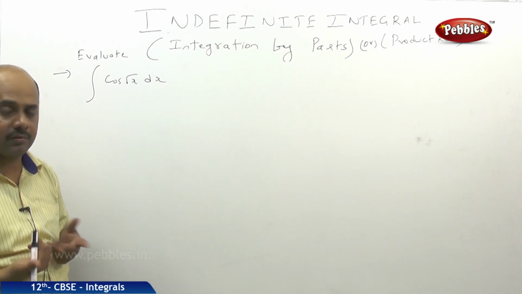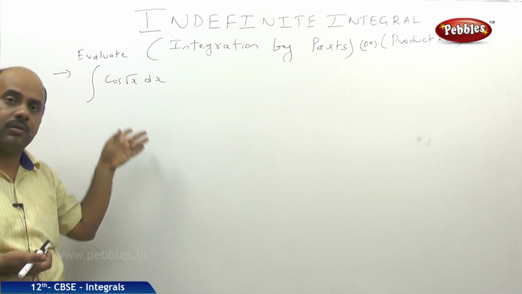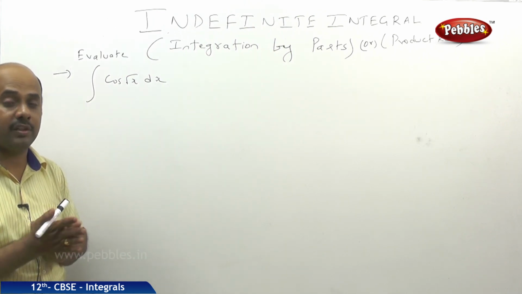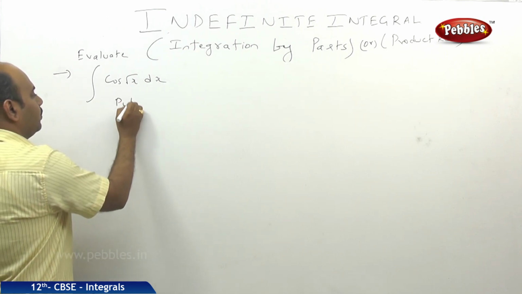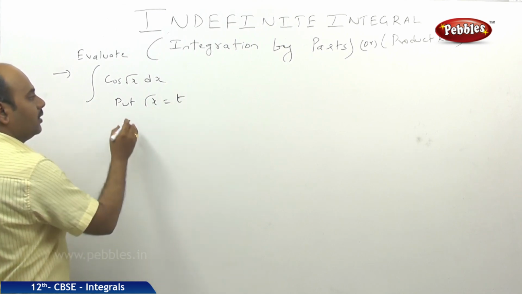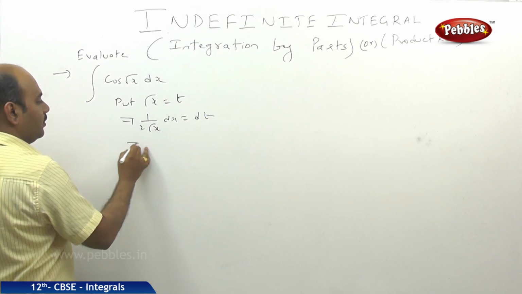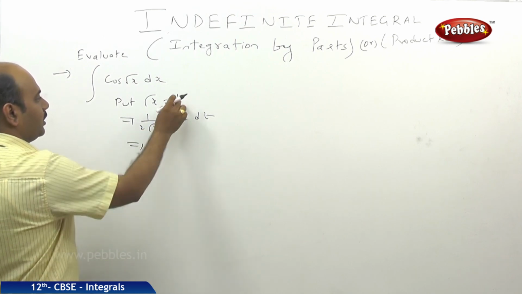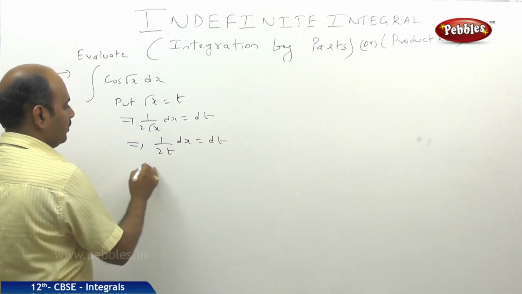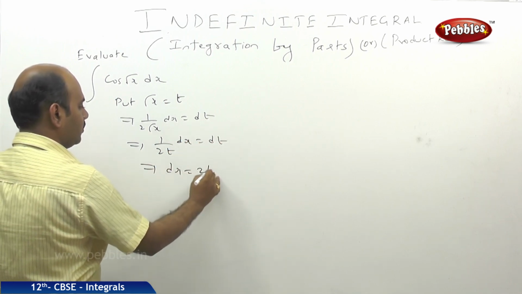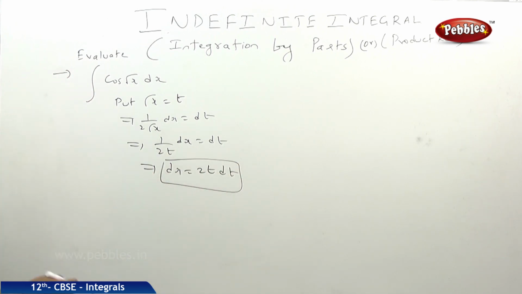We know integral of cos x is sin x, but we don't know integral of cos of root x. It is like a function of a function, a composition function. So here we should be very alert in doing this problem. So here what I will be doing, I will put root x is equal to t. Root x's derivative, 1 by 2 root x dx, will be dt. So in place of root x I will put t. So 1 by 2t dx is equal to dt. So dx is equal to 2t dt. So finally what I got, dx is equal to 2t dt.